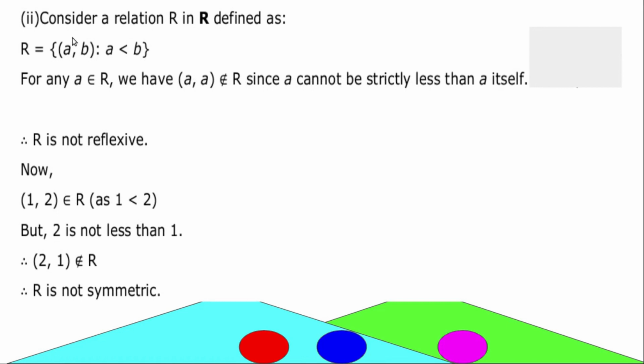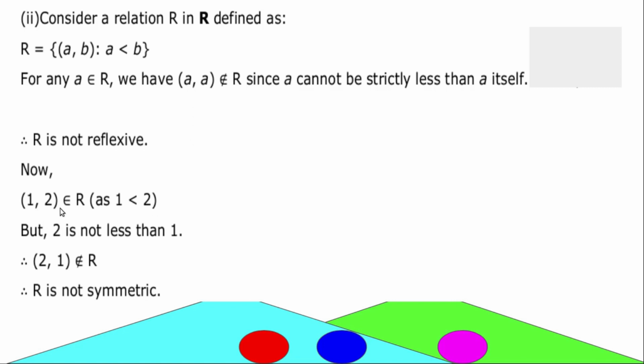Now second one, consider a relation R on the set of all real numbers, capital R, given by R equal to the set of all ordered pairs (a, b) such that a is less than b. Here the relation is a less than b. Now ordered pair (a, a) does not belong to R because a is strictly less than b. (a, b) belongs to R if a is strictly less than b, a is not equal to b. So (a, a) does not belong to R since a is not less than a. So this relation is not reflexive.